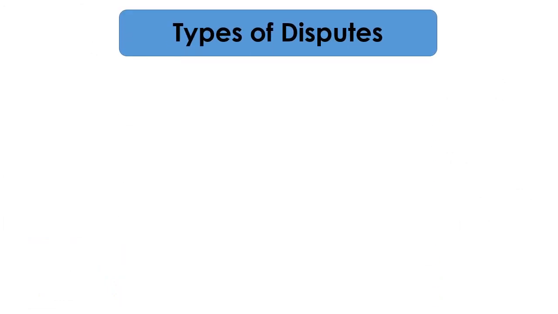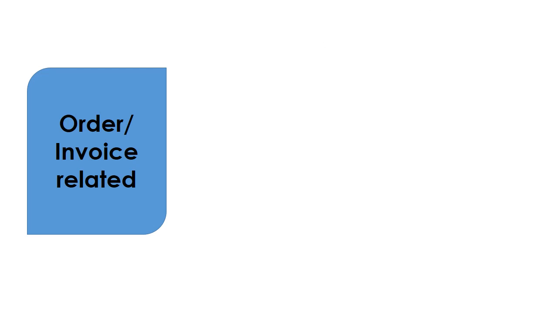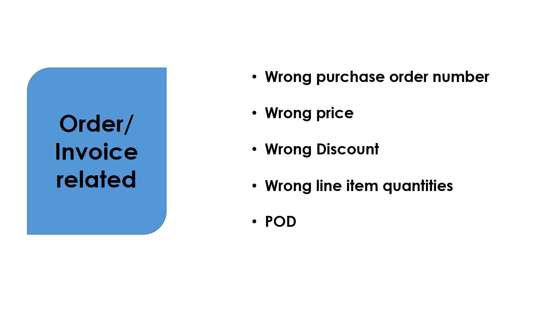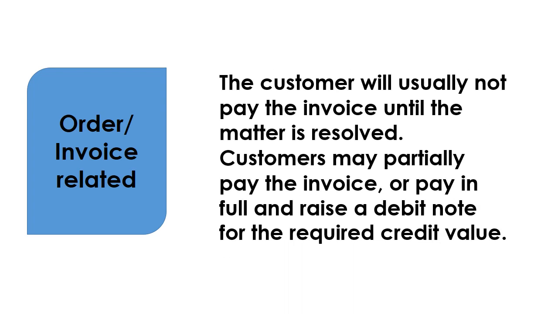Now let's look at the types of disputes in dispute management. First, order or invoice related. A customer may dispute an invoice based on incorrect information contained within the original invoice, such as wrong purchase order number, price, discount, or line item quantities. An invoice dispute may also be a request for additional information, such as proof of delivery. The customer will usually not pay the invoice until the matter is resolved.